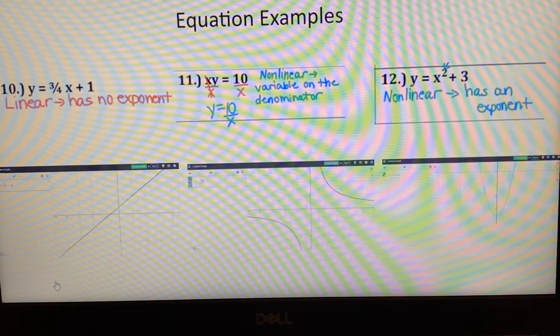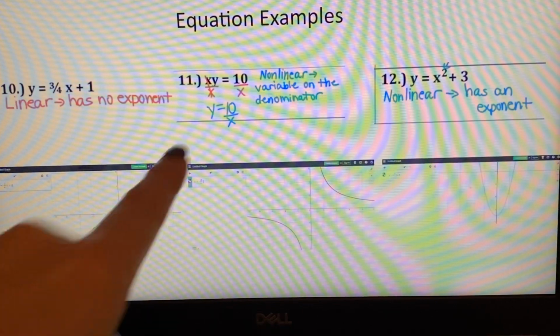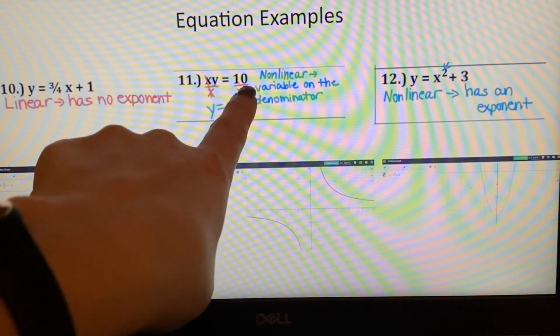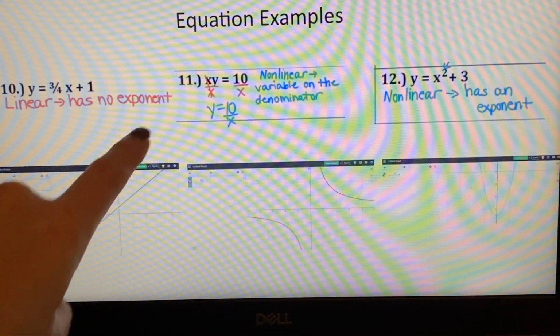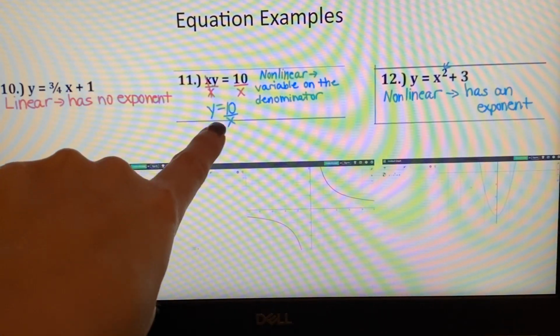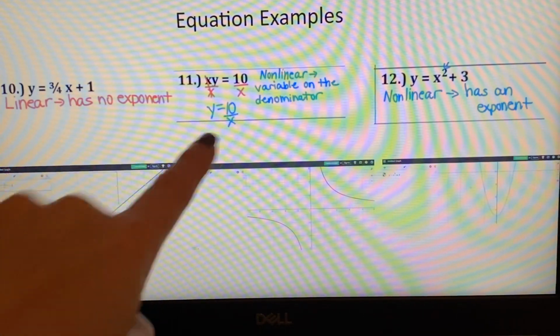Okay, and then we have example 11. We started out with an equation that was not in slope-intercept form. xy equals 10. To get it in slope-intercept form, we want that x to go away, so we're going to divide by x on both sides. And we now have the equation y equals 10 over x.